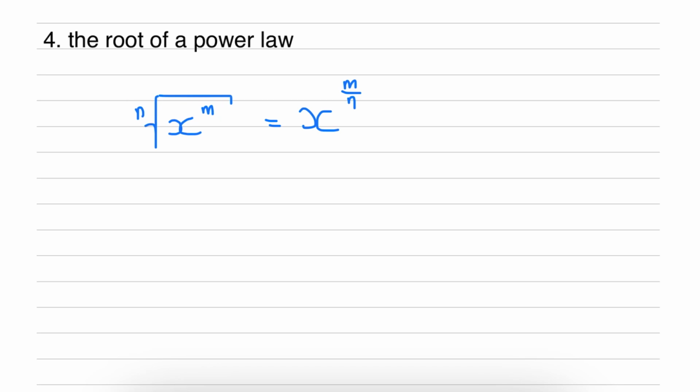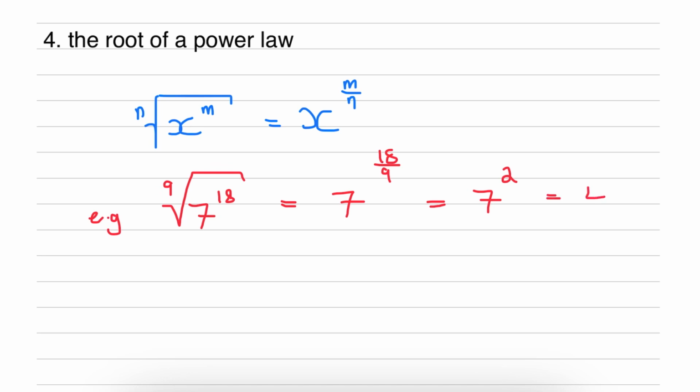So we're going to do a few examples, and I'll even show you how you can go from this to that, or sometimes how you can go from that expression to this expression. For our first example, we are dealing with quite large numbers. 7 to the power of 18, and then all of that is under this root 9. So this is simply going to be 7 to the power of 18 divided by 9, which is equal to 7 to the power of 2, which gives us 49.